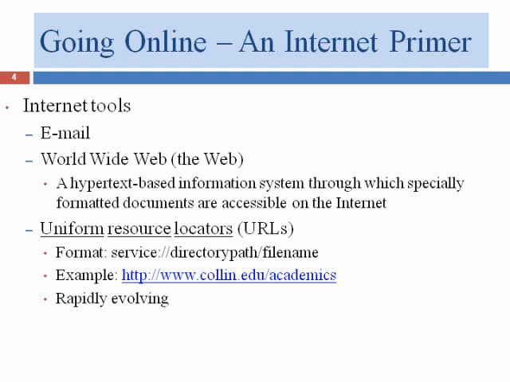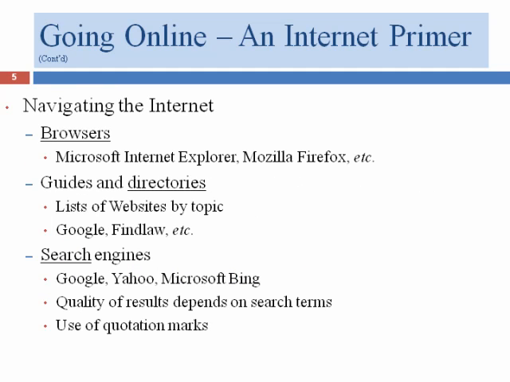Obviously, you will be using tools like email and the web to find information. A uniform resource locator is a URL. That's the location on the Internet where you would find a particular tool. For example, the URL Collin.edu academics would lead you to that particular website. There are websites being added every day, and some going obsolete. It's a constantly evolving process. We'll be talking about some of the resources available today, but in five years many of them will be different, and there'll be a lot more, I'm sure.